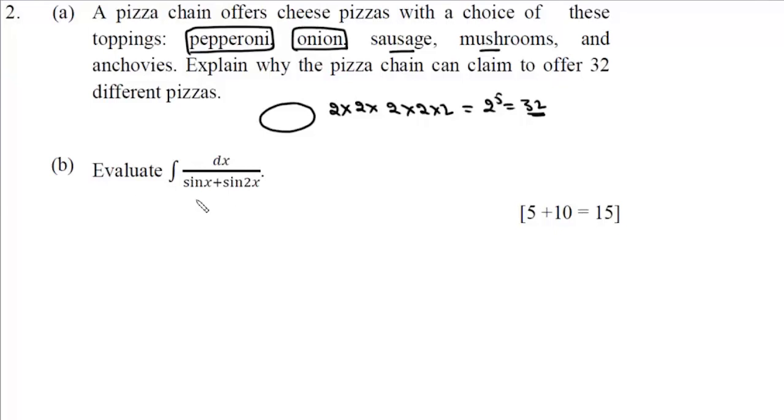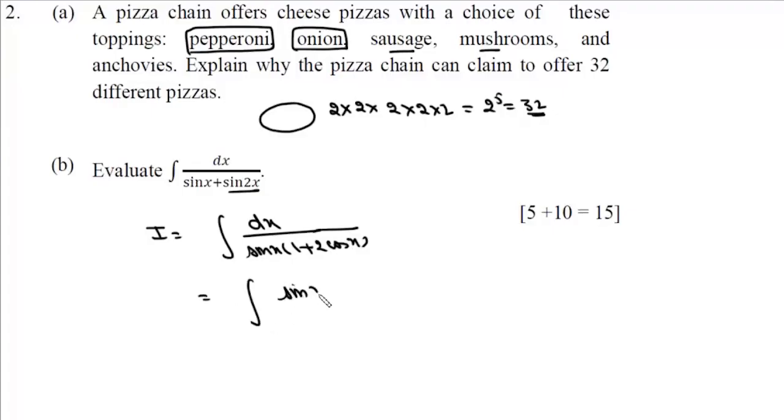Now part B is, we need to evaluate this integral, which is dx upon, now we can write sin 2x as 2 sin x into cos x. So we'll write this as sin x and this is 1 plus 2 cos x. Now what we'll do is, we'll multiply and divide it with sin x. So we can write this as sin x dx, and sin square x is 1 minus cos square x. So we'll write this as 1 minus cos square x into 1 plus 2 cos x.